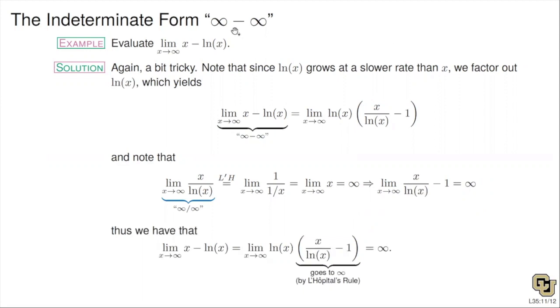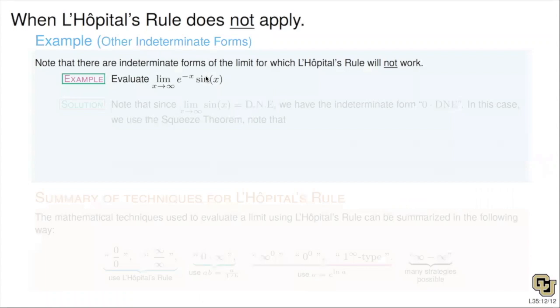We expect infinity to be the answer because here x grows faster than ln of x. So I'm expecting the first term to be bigger, but that's not a mathematical proof, just intuition. The math we've done here is to factor out the ln of x, figure out the limit of this part and the limit of that part, and put those two together. That's how we would mathematically show this limit. Finally, I do want to mention that there are indeterminate forms for which L'Hopital's rule will not work.